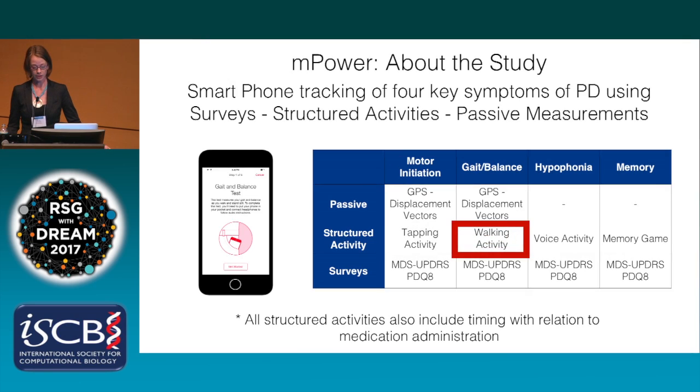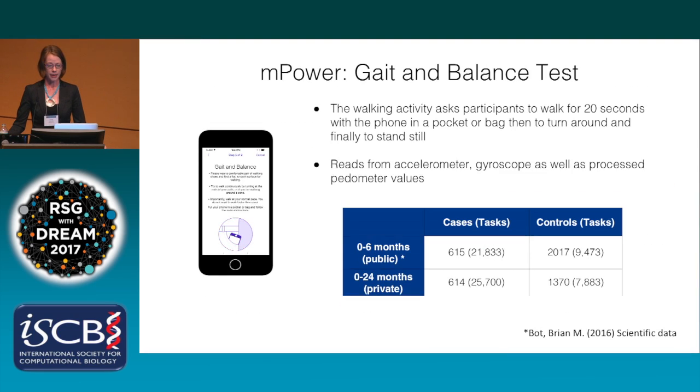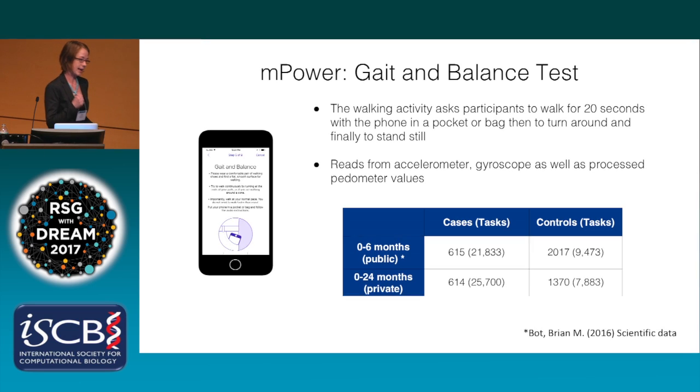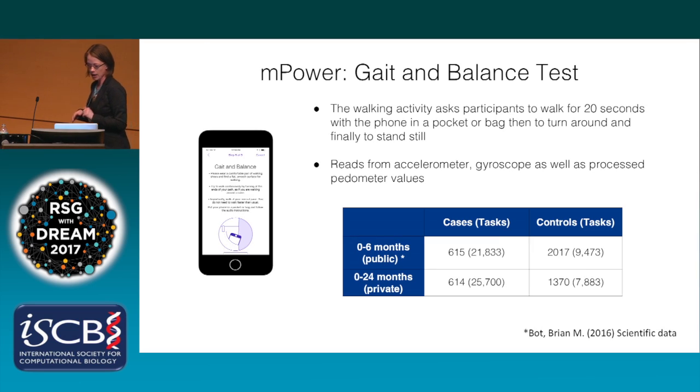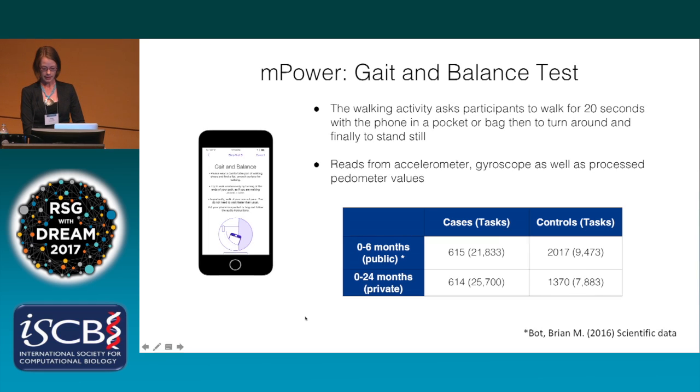We're going to focus for this challenge on the walking activity, which studies gait and balance. So the Gait and Balance Test is a pretty basic test. You're asked to put your phone in your pocket or in a bag, walk for 20 seconds, turn around, stand for 20 seconds. So the phone reads the accelerometer and gyroscope data during all this time. These are the tests that have been performed.